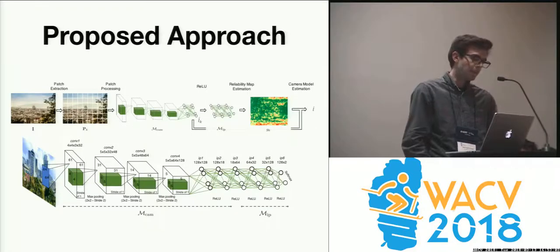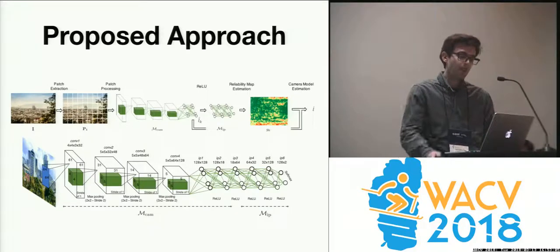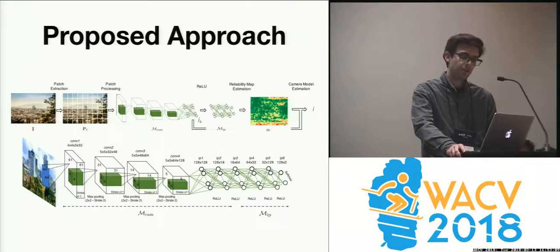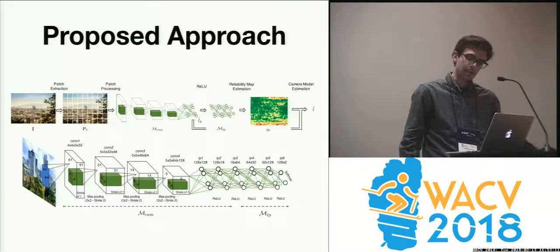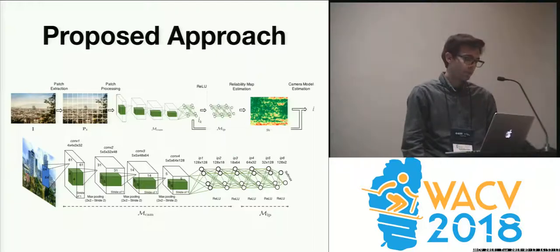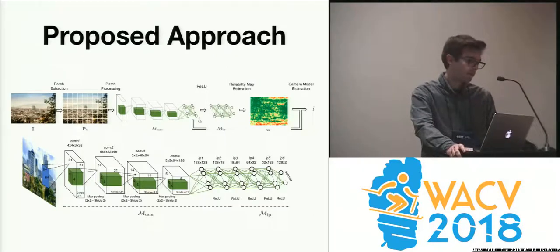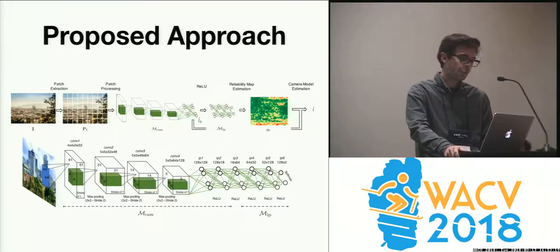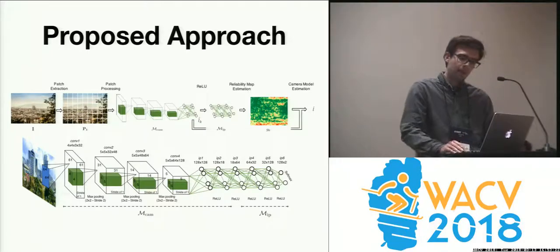So basically here is an overview of our proposed approach, where we extend our previously presented VGG-like patch feature extractor from Signal Processing Letters and Electronic Imaging, and we extend it with fully connected layers that allow us to predict the reliability of every patch while keeping the computational complexity at a minimum.